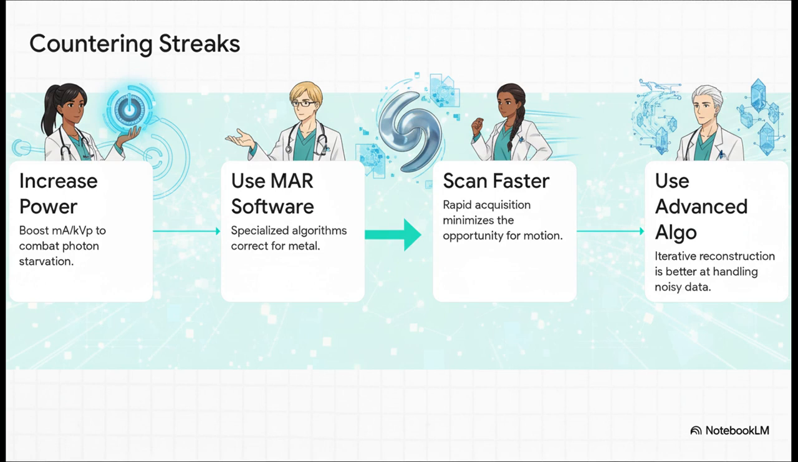For photon starvation, you can crank up the scanner's power, the MA and kVp, but that comes at the cost of a higher radiation dose. For metal, we've got specialized software, often called MAR, that's designed to clean up those specific artifacts. For motion, the best defense is a good offense. Scan faster. And layered on top of all that, modern reconstruction algorithms are getting way smarter about identifying and cleaning up this kind of noisy data.